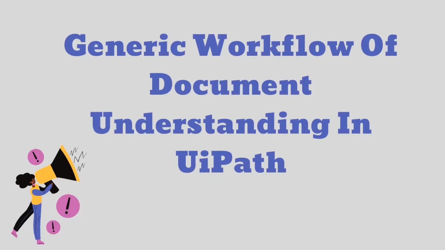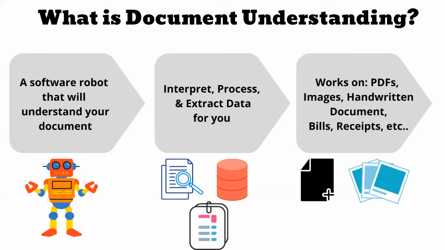So this first video is on understanding what is document understanding in UiPath and what are different steps of document understanding. Now, what is document understanding? So basically, it can be explained using three statements. First, it is a software robot that will understand your document. So we'll make a robot in UiPath, or you can say we'll design a workflow in UiPath where that particular robot or that particular workflow will understand what is our document, what are the fields we are extracting, and other things. Now, the second statement is interpret, process, and extract data for you.